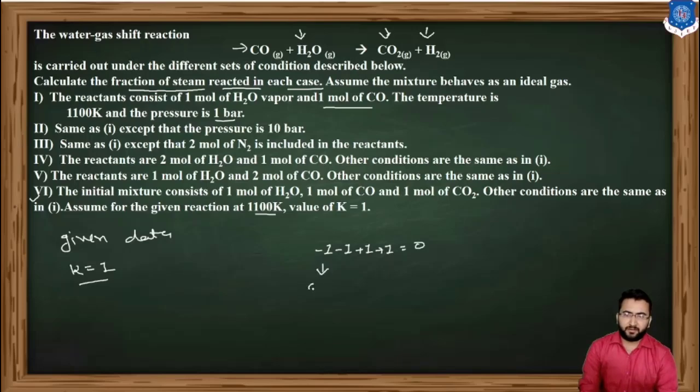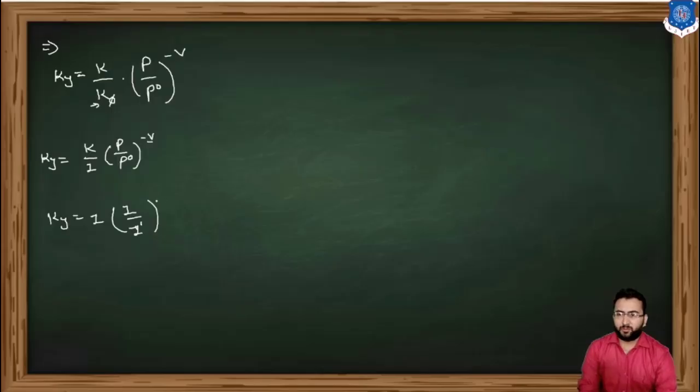This is for CO, this is for H2O, this is for CO2, and this is for H2. So this is the stoichiometric number for each component, and this is the total stoichiometric number for the reaction. If I put 0 here, anything raised to the power of 0 becomes 1. 1 multiplied by 1 becomes 1. So Ky is equal to 1.